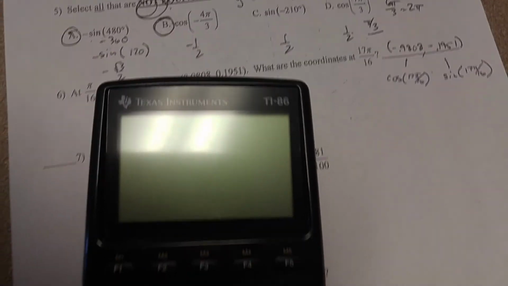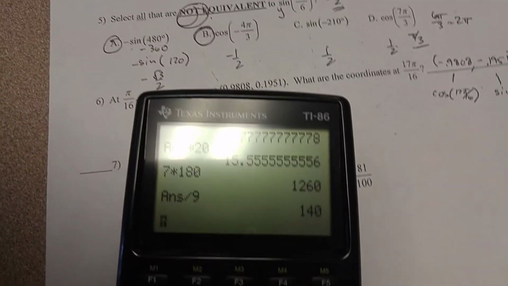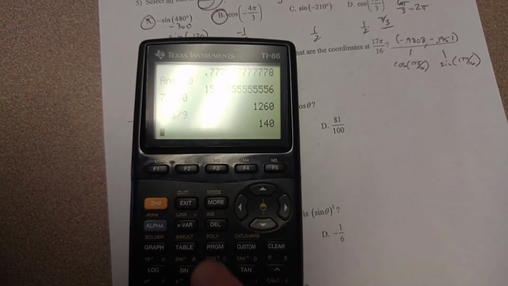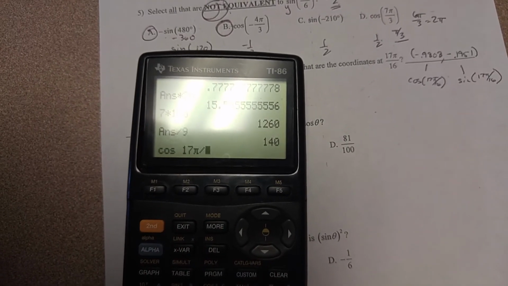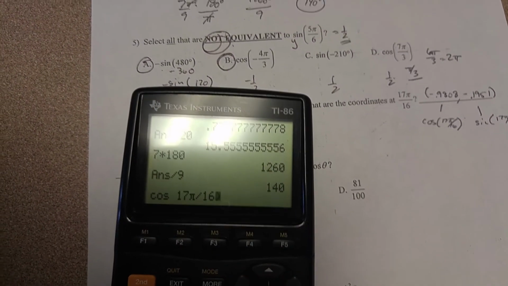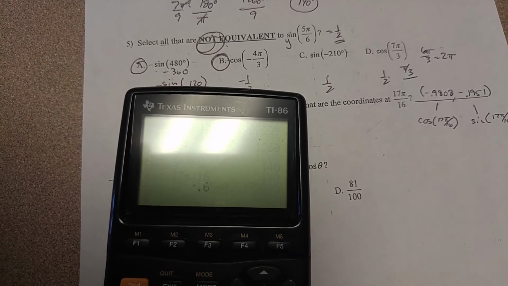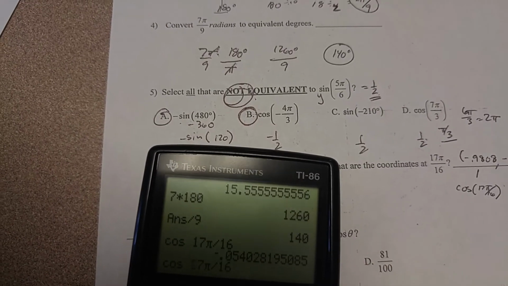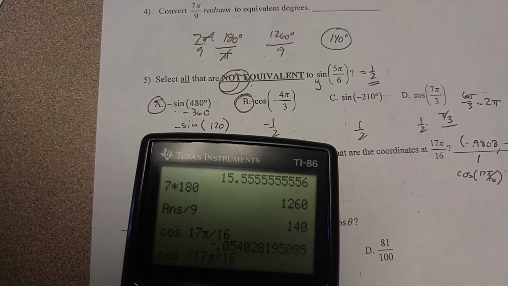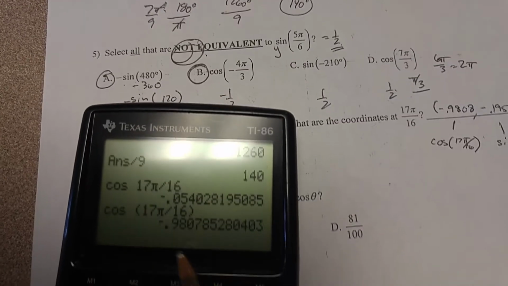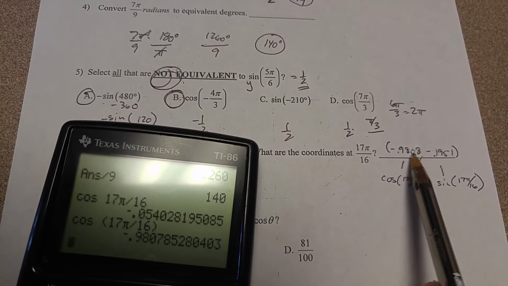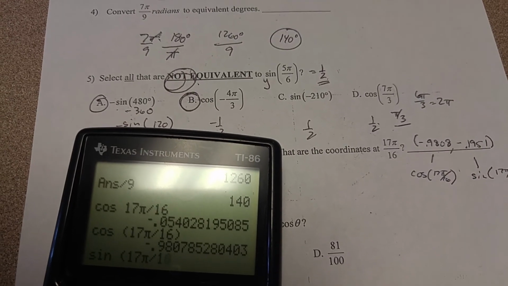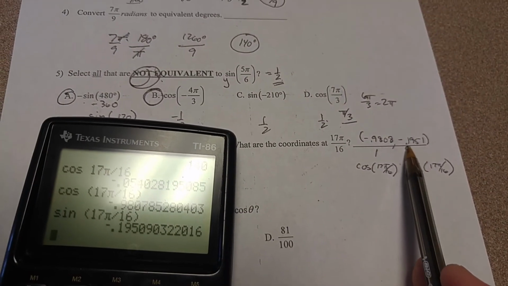You have to be careful to make sure that you are in radian mode. I am, so we're good to go. And I could have just typed in the cosine of 17 pi over 16. I need to put that in parentheses, I believe. And there you see negative 0.9808, which is what we got here. Then you could have done the sine of 17 pi over 16, and you get negative 0.1951.